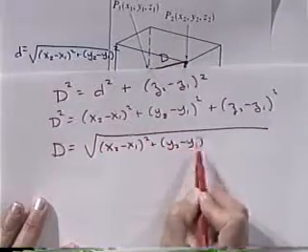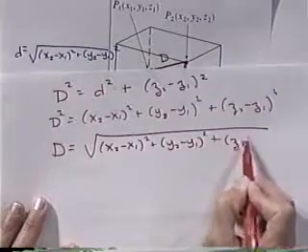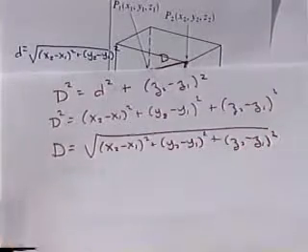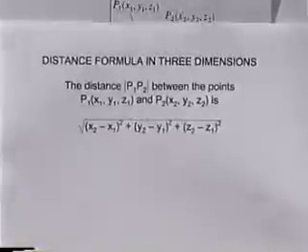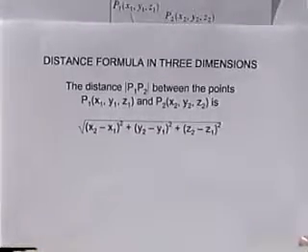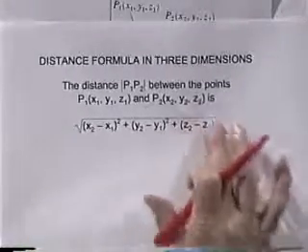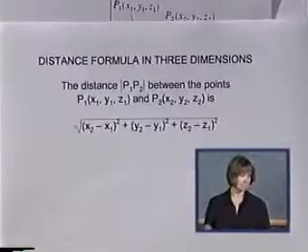Now, do we have to derive this every single time? No. It's probably much easier if you just remember your distance formula looks just like the one you had back in your Calc 1, Calc 2, but you've got this z piece because we have z coordinates. Okay? All right, so let's practice a little bit.